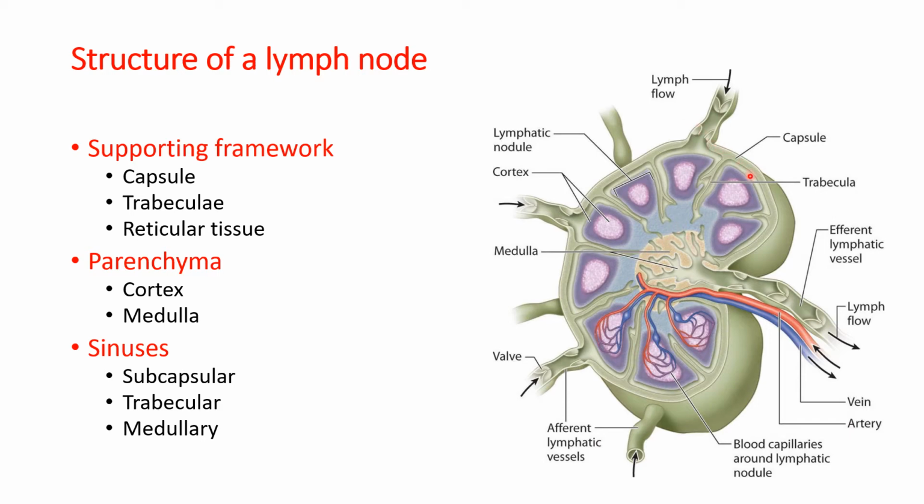Underneath the capsule of the lymph node, there is a subcapsular sinus. These subcapsular sinuses continue with the sinuses around the trabeculae, which are called the trabecular sinuses, and these trabecular sinuses further continue into the sinuses of the region of medulla, which are called the medullary sinuses. So this is the basic structure of a lymph node.